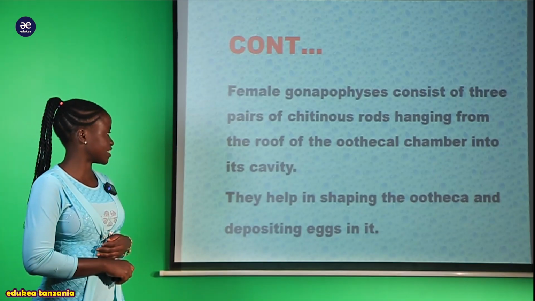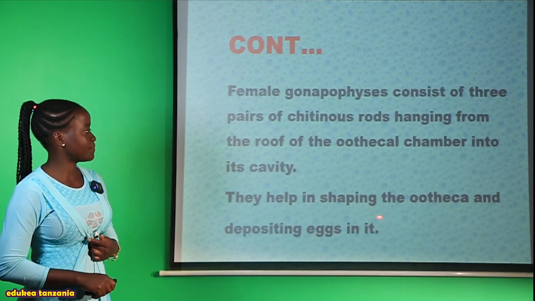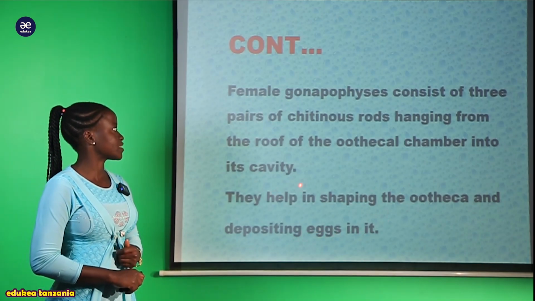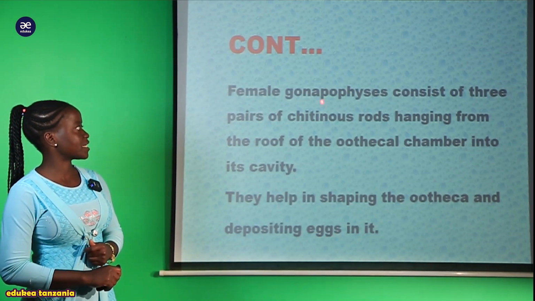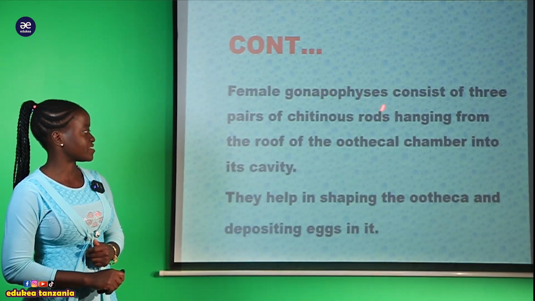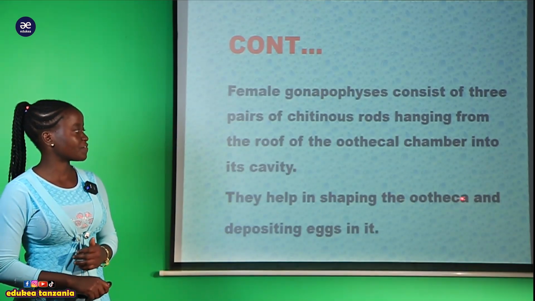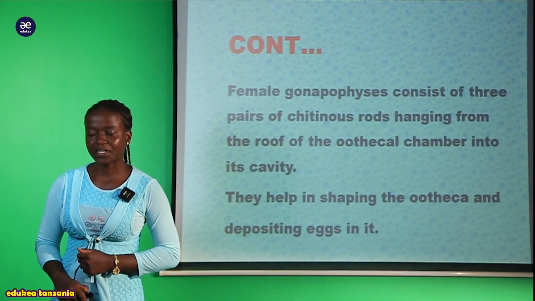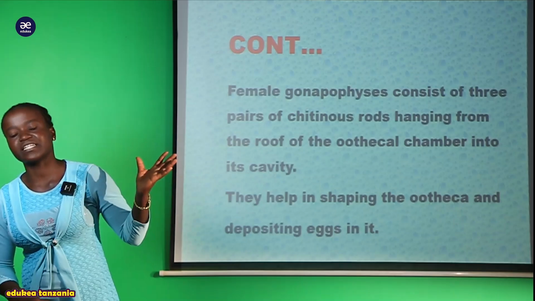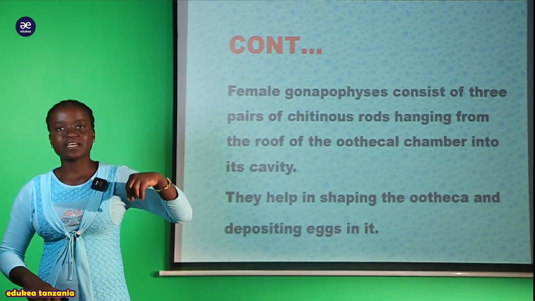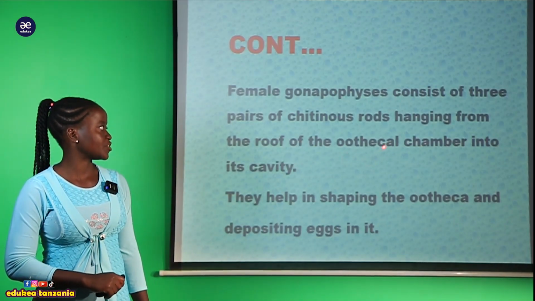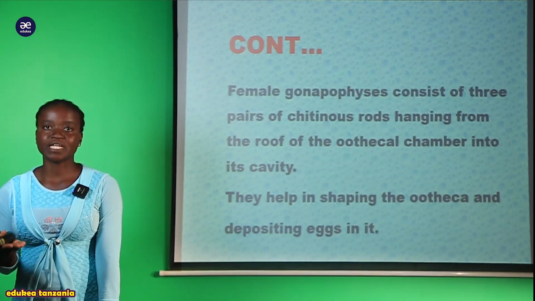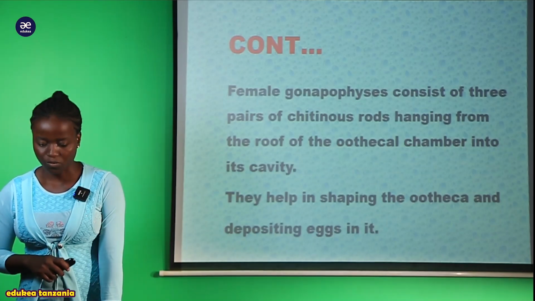And also we can say that they help in shaping the urethra and depositing egg in it. Kwa hiyo sasa tukasema kwamba this female gonapophysis iko responsible for shaping of the urethra na pia iko responsible for depositing the egg from it. Kwa hiyo inatoa egg kutoka kwenye ile oviduct au kwenye ovaries, inaingiza kwenye hii chamber ambayo inaitwa genital chamber. Ndiyo ambayo iko responsible kwa ajili ya opening of the egg ili iweze kutoka kwa urahisi zaidi.